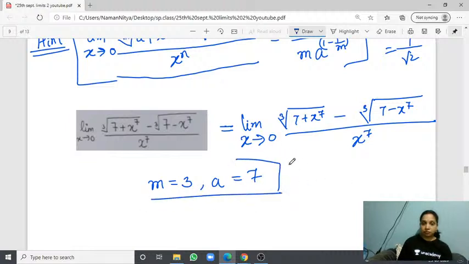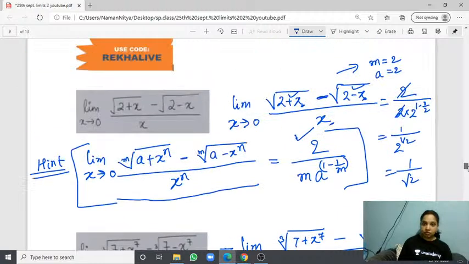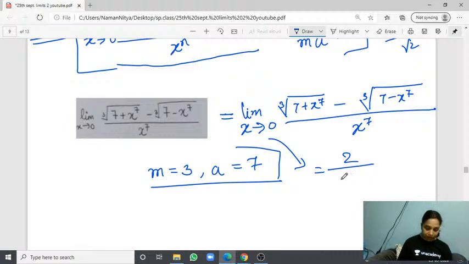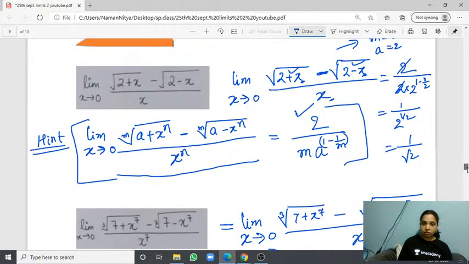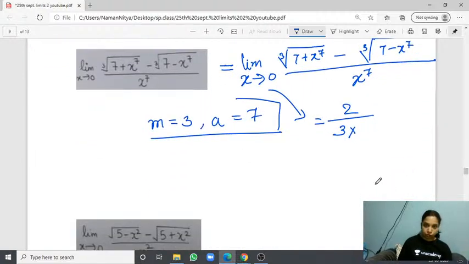So what will be the answer for this particular question? Obviously this is going to be equal to, use the formula. So what is the formula? 2 by m, m is 3, into a power 1 minus 1 by m. So what is a? A is 7. 7 power 1 minus 1 by m, so 1 minus 1 by 3. So this is going to become 2 by 3 into 7 power, we are getting this as 3 minus 1, so 2 by 3. So you can keep this as the answer. No need to solve further.